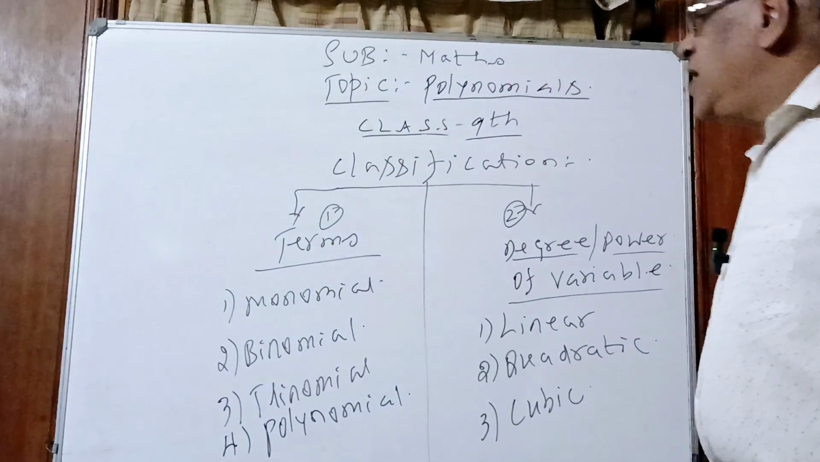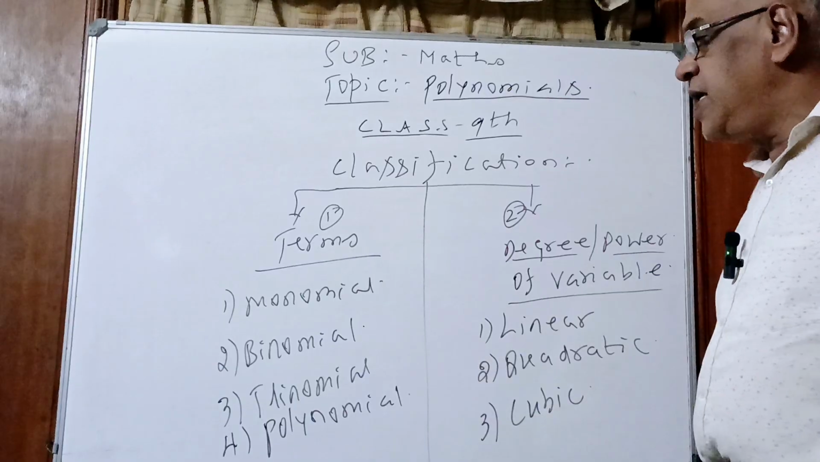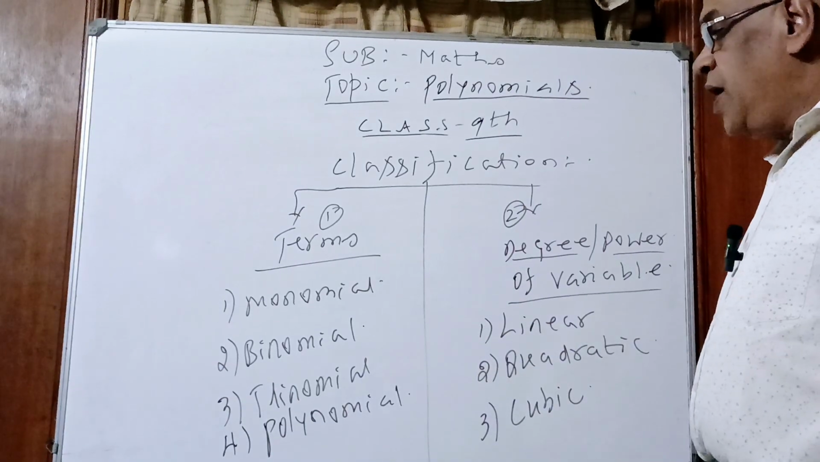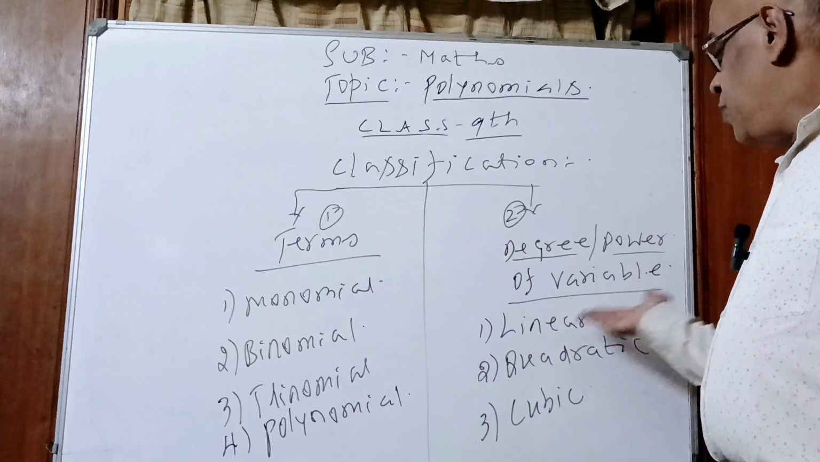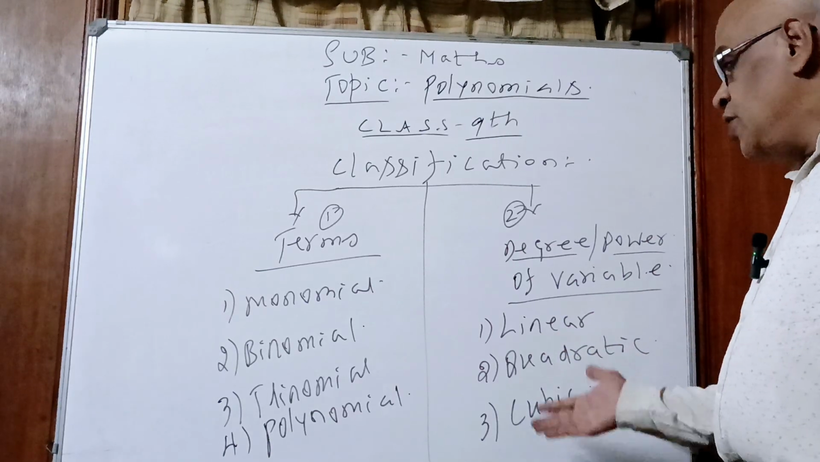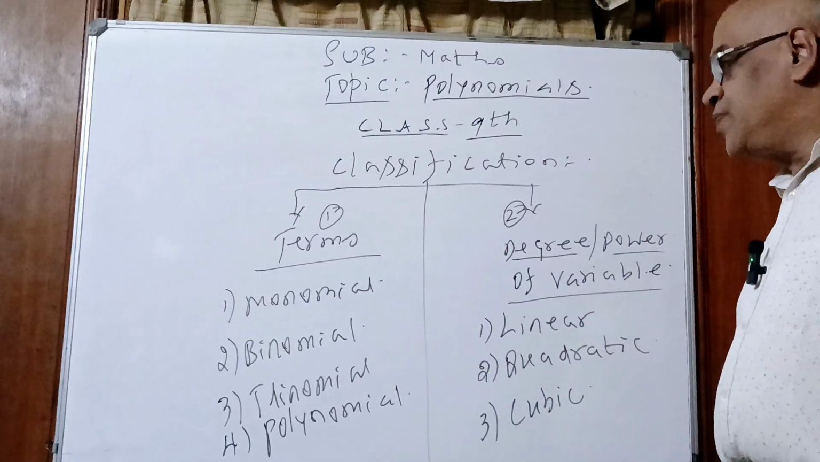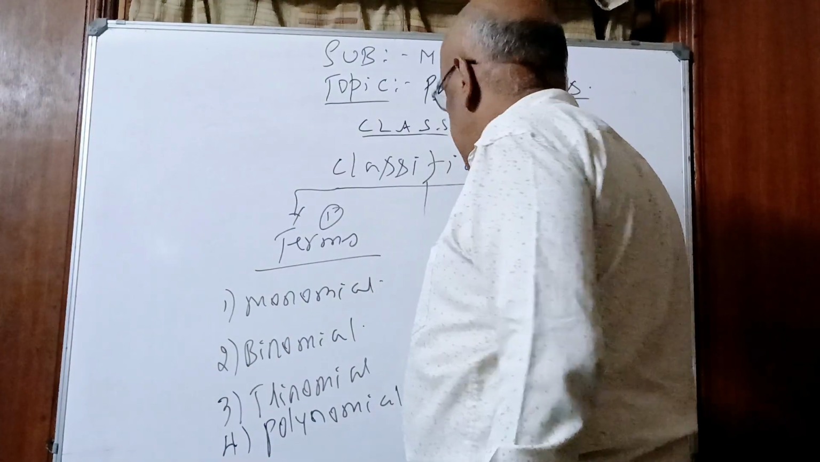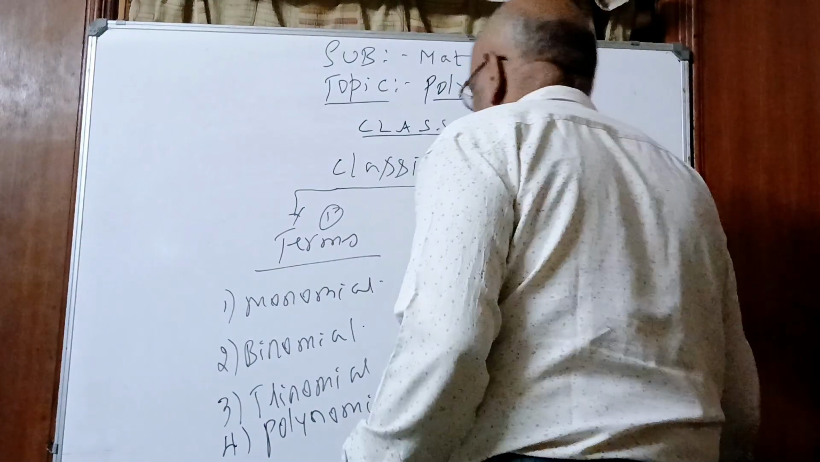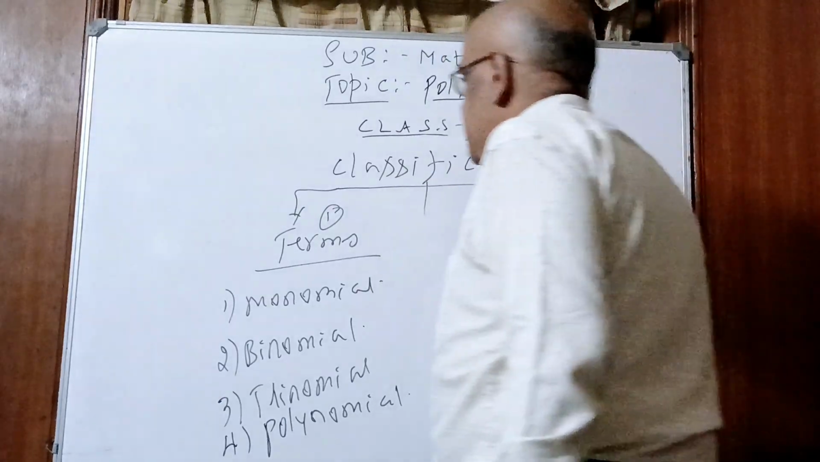So, based on terms, they are classified into what, children? Monomial, binomial, trinomial, polynomial. Based on degree, linear polynomial, quadratic polynomial, cubic polynomial. We will discuss this one by one. And arrange this part, children. First one we will discuss based on terms.